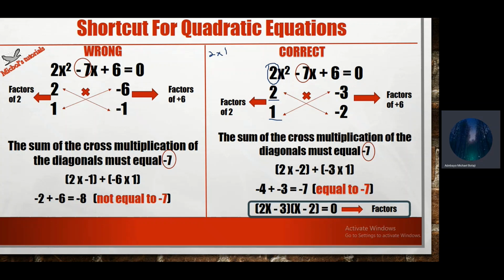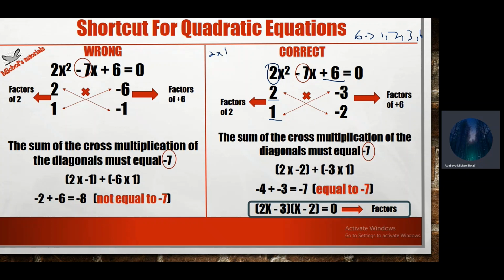Then for 6, you look for the factors of 6 which, if you multiply them, will give you plus 6. Yes, you must get the factors which will give you plus 6. The factors of 6 are 1, 2, 3, and 6. In this case, I picked minus 3 and minus 2, because minus 3 times minus 2 will give me plus 6.